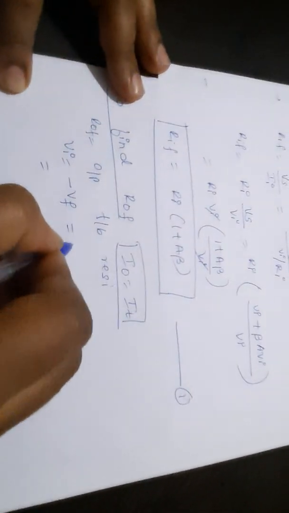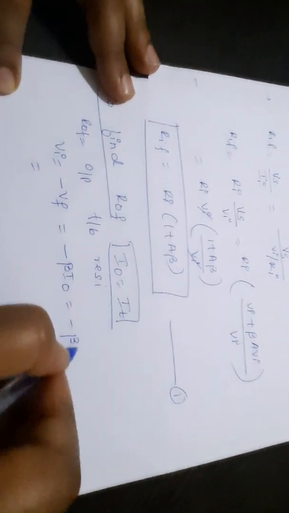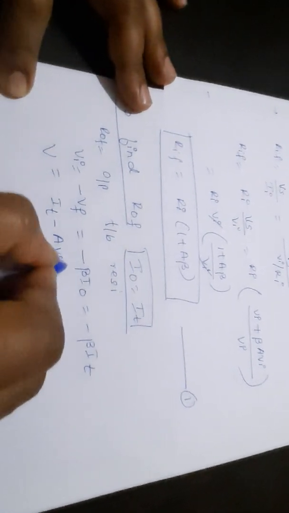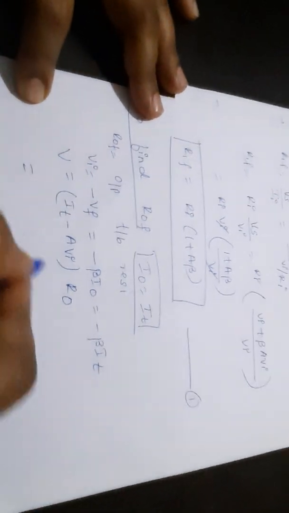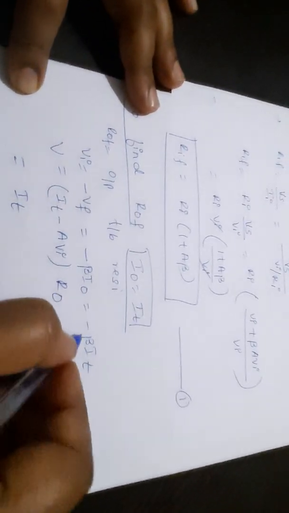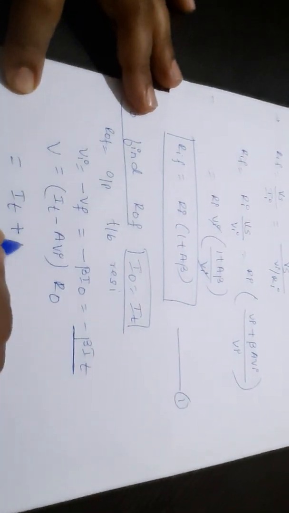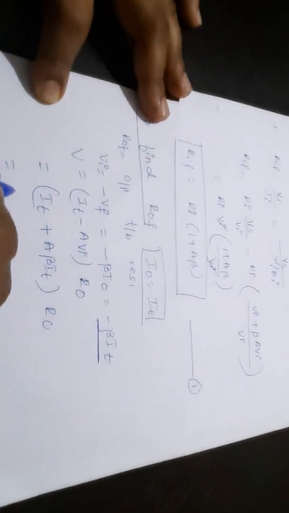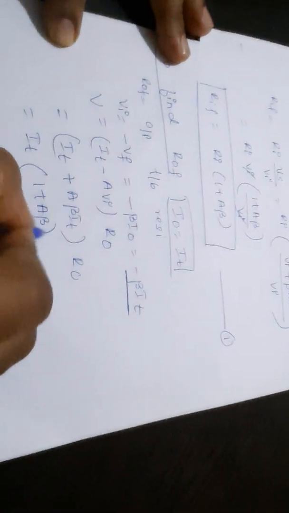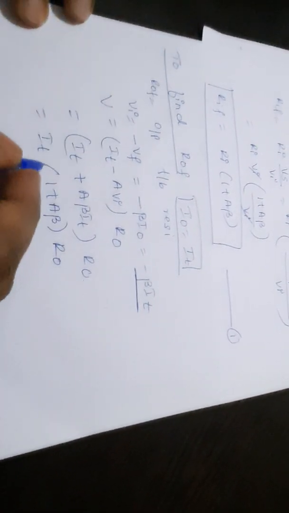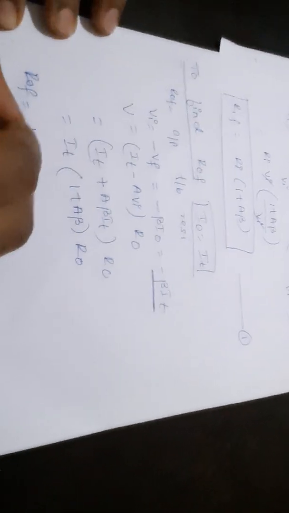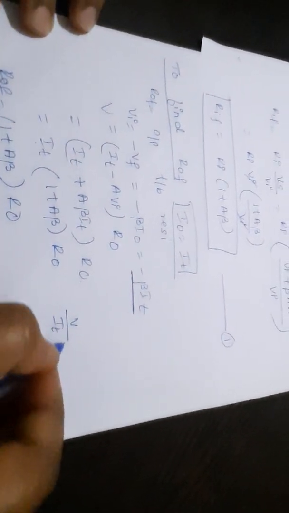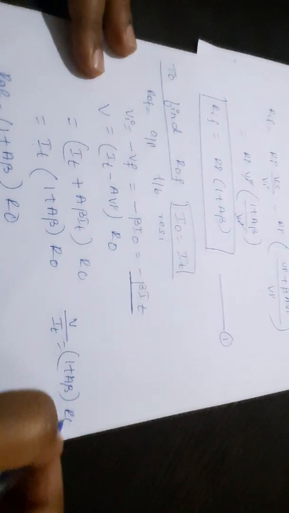Minus Vf is equal to minus beta into IT. Then we write V is equal to IT minus A Vi into R0. Substituting for Vi, we get IT plus A beta IT into R0. Taking IT as common, we get 1 plus A beta into R naught. Taking V upon IT, we get 1 plus A beta into R naught, which is nothing but ROF.